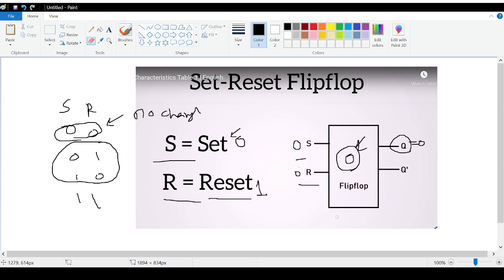Now suppose I am passing 1 through S and 0 through R. What value will be stored inside my flip-flop?